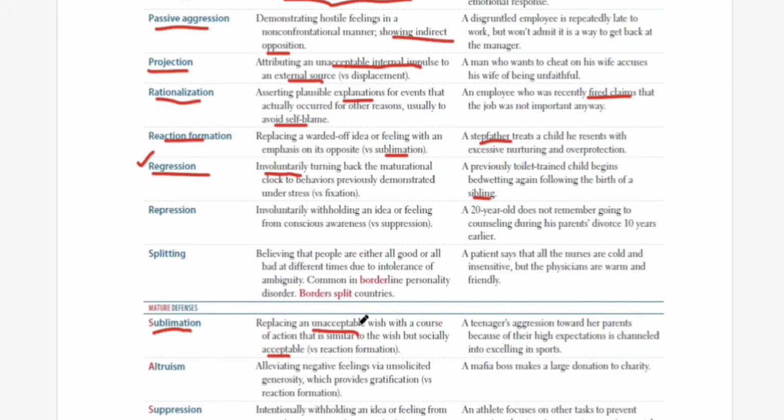For example, a teenager feels aggressive or frustrated at their parents' high expectations, but he channels that energy into excelling in sports instead of acting out. So he's basically shifting his emotions to something positive, right? That's sublimation.